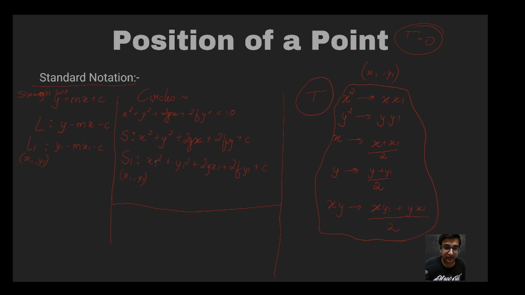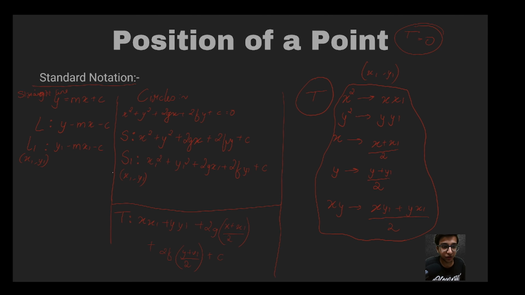Since the equation of a circle is written as x square plus y square plus 2gx plus 2fy plus c is equal to 0, T for a circle would be written as: since x square is there, we convert it into x x1, plus y square turns into y y1, plus 2gx turns into 2g times x plus x1 by 2, plus 2fy turns into 2f times y plus y1 by 2, plus c equals 0. Sorry, not equals 0, just plus c. So this is how T of a circle is represented.